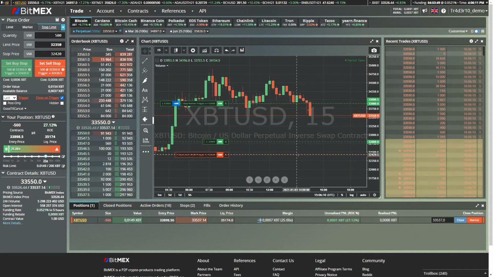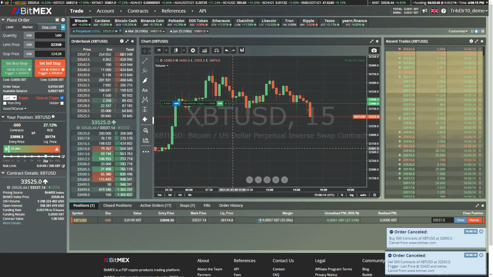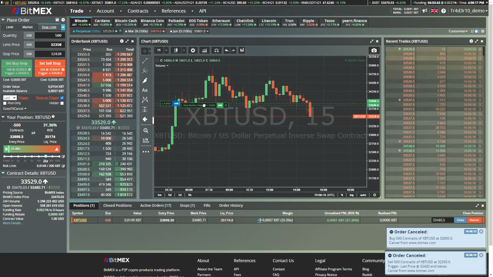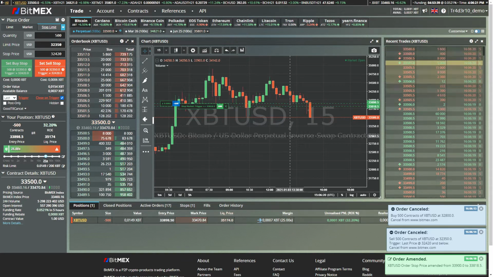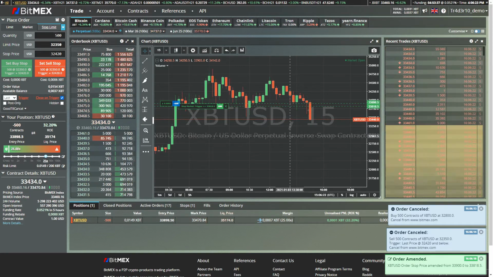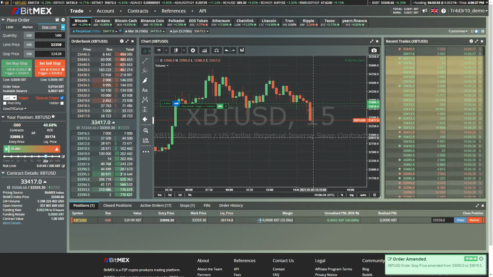Now, this test order kind of worked out. Let me actually just close this now. And I can actually just move my stop loss into profit. And yeah, it was a profitable trade. Just a test order, but it kind of worked out. I can actually take profits in this trade.